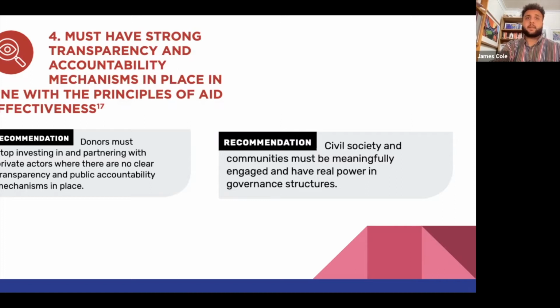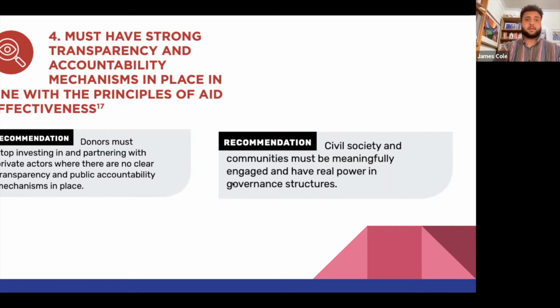And secondly, we would like to see civil society and communities being meaningfully involved and having real power in governance structures. So I'm pleased that John Fairhurst from the Global Fund is joining us today. So obviously the Global Fund is one of the more advanced multilateral organizations that has a meaningful role within the governance for both civil society and communities. And it'd be good to discuss that further in the meeting if we do have time as well.